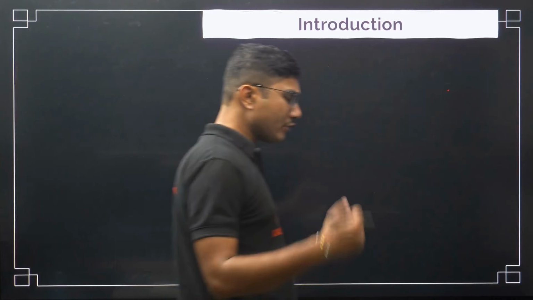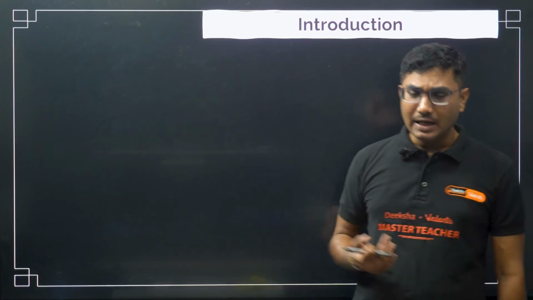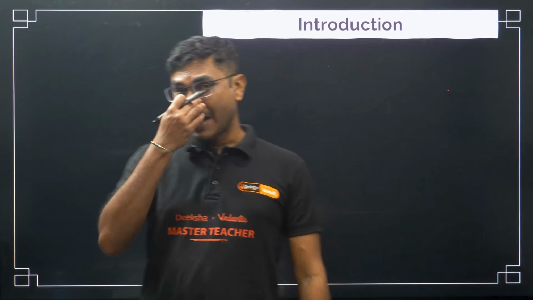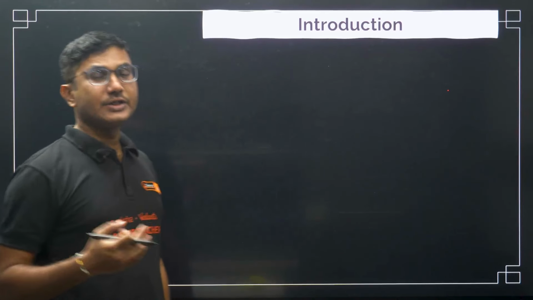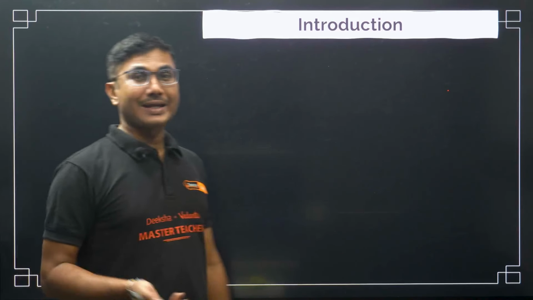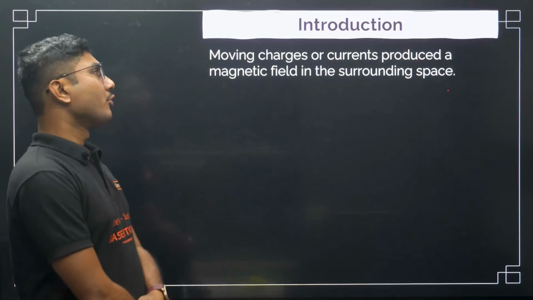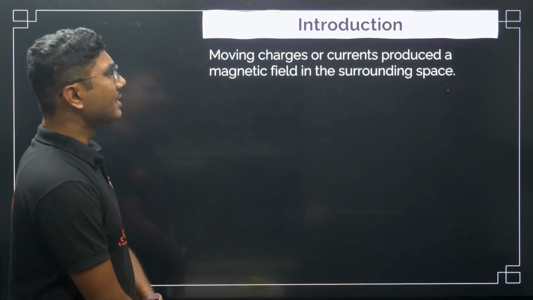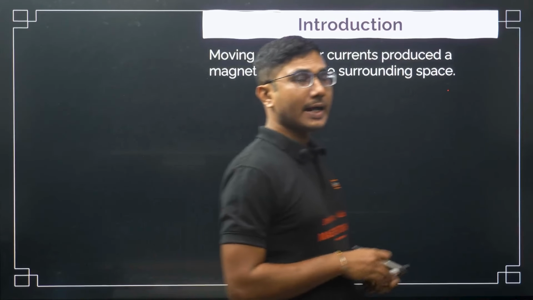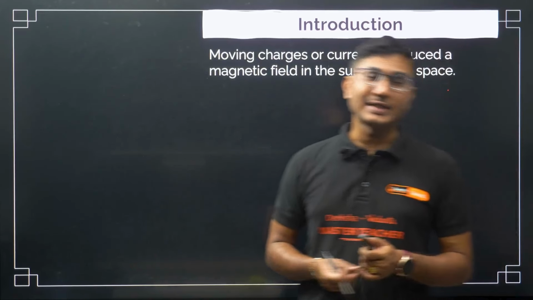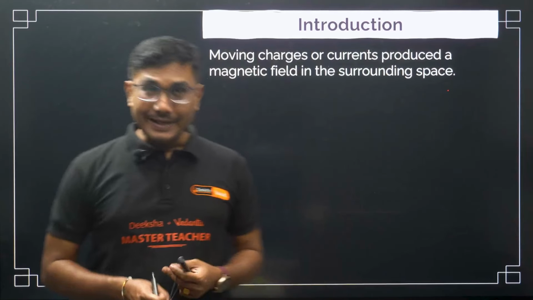So introduction, you already have a basic idea that whenever there is a current carrying conductor or a moving charge, it always produces a magnetic field, right? So moving charges or current produce a magnetic field in the surrounding space. So whenever there is a current carrying conductor or some moving charges, it will produce a magnetic field, right?